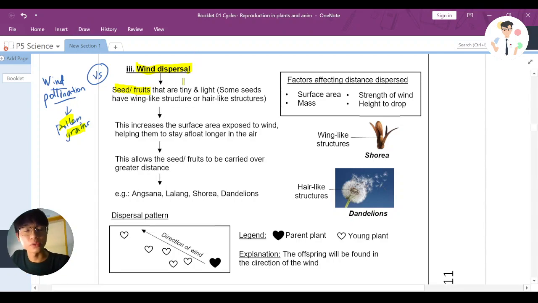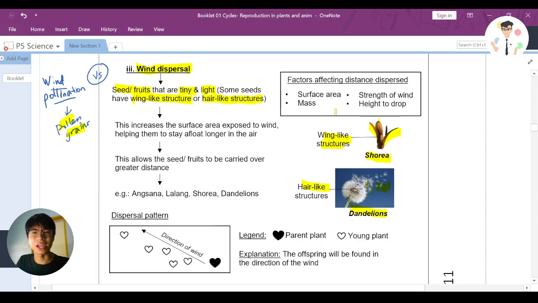So for wind dispersal, you need to understand that it is carried by wind. So is the seed or the fruit supposed to be tiny and light? Okay? And some seeds actually have something called a wing-like structure or hair-like structure. So some of the examples you can see here, this is Shorea. This actually has a wing-like structure. You can see this is a wing. Or dandelions, you can see here we have a hair-like structure.